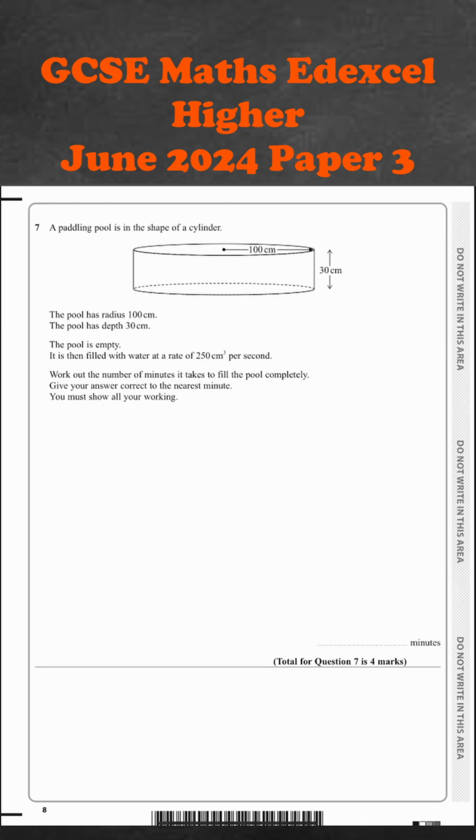First thing we're going to do is find the volume of the pool. It is going to be the surface area of the top multiplied by the height. So we're going to get pi r squared, which is pi times 100 squared, multiplied by the height, which is your 30. And that's just going to be, again, on my calculator, pi times 100 squared times 30 gives me 942,477.7961.